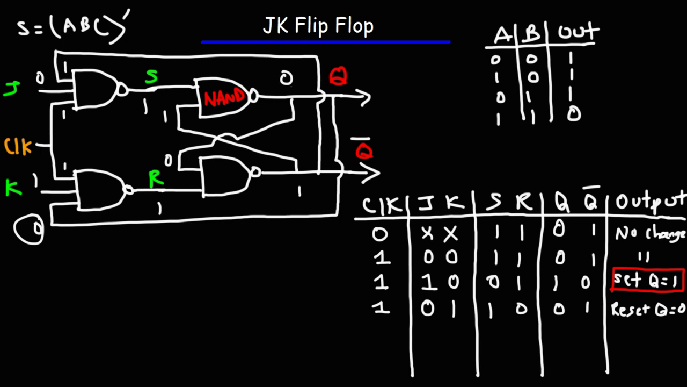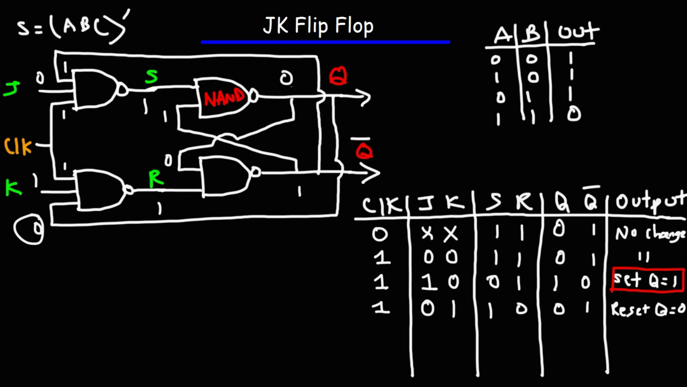When Q bar is 0, the J NAND gate will be deactivated, which means if you try to press J or release J, it will not change the output. And when Q bar is 0, the K NAND gate is activated, so it's waiting for K to be pressed. Once you press K, it'll change the output. So make sure you understand that.